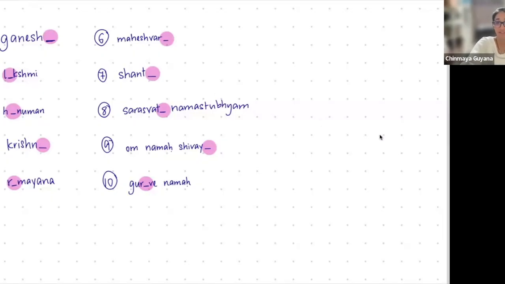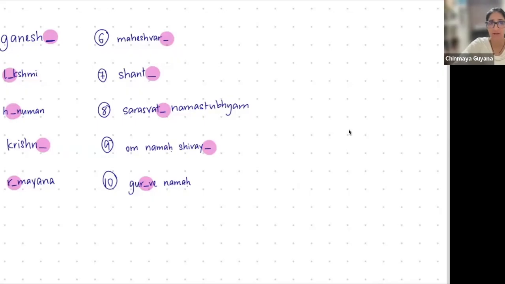Number 7. Shanti. Shanti is Om Shanti. Shantihi. It is the short i, the first i. It is not the long ee, it is short i, like in the word guitar. Shanti. So watch out for that.